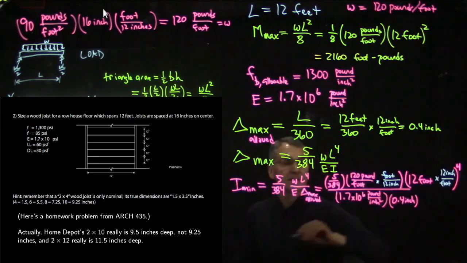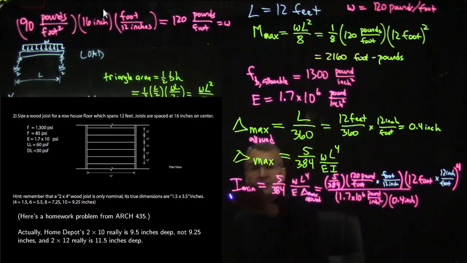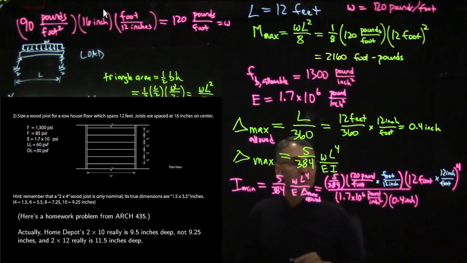Now we can put in numbers. I'm going to plug in numbers here so that the required second moment of area comes out in inches to the 4th power. Our inputs have a mixture of feet and inches. This is another drawback of US customary units. So we have 5 over 384, which is just a number.